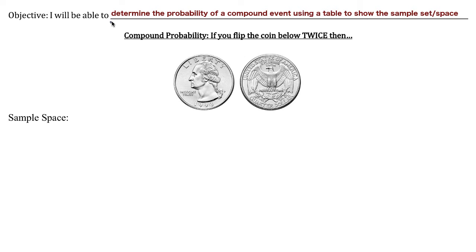In this lesson, we are going to determine the probability, so the chance, of something called a compound event. A compound event is basically something happening that is more than one event put together. And we're going to do this using a table to show something called the sample set or space.